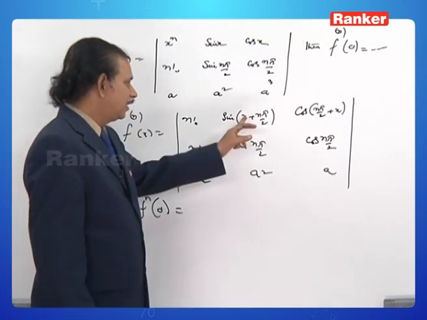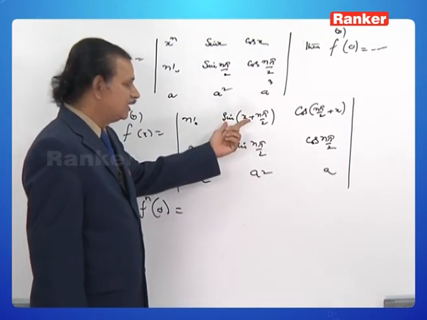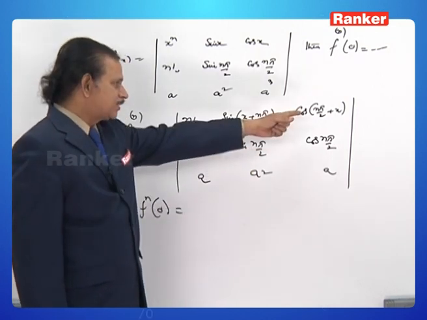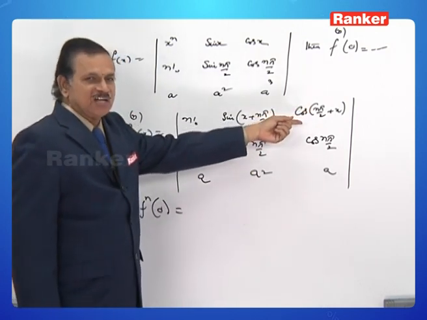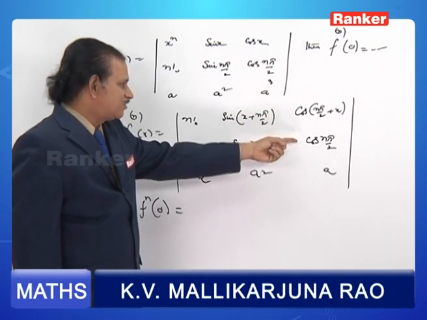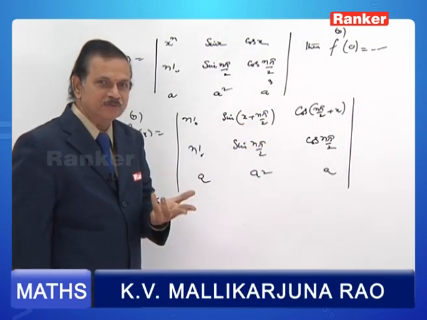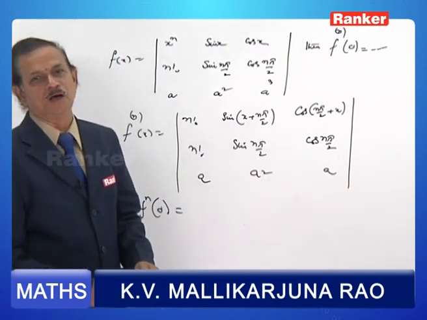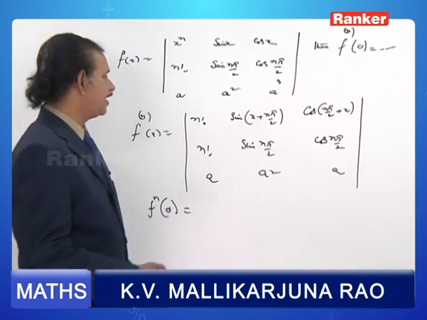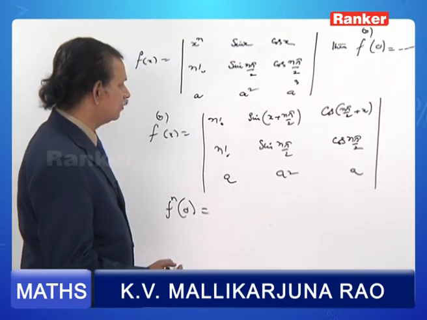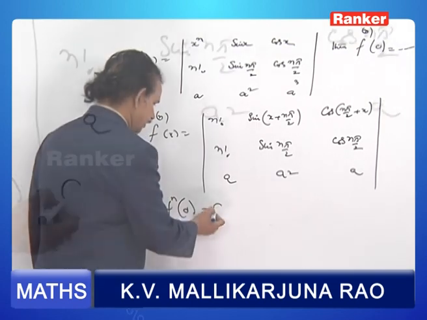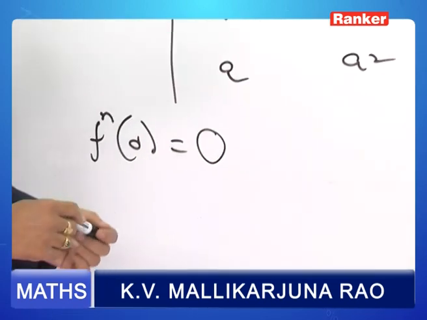So think of it, if you place x equal to 0, this becomes sin n pi by 2, which is the same as this. If you take x equal to 0 here, it becomes cos of n pi by 2, which is just the same as this. What is going to happen? The first row and second row are becoming equal in a particular determinant. If two rows are equal, then its determinant is 0. Therefore, f power n of 0 is 0.